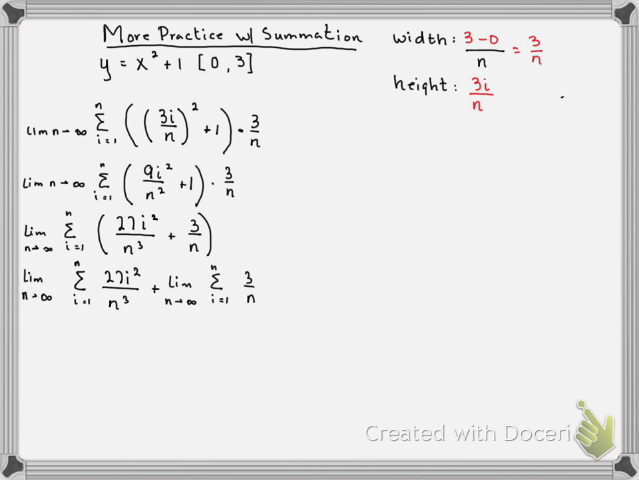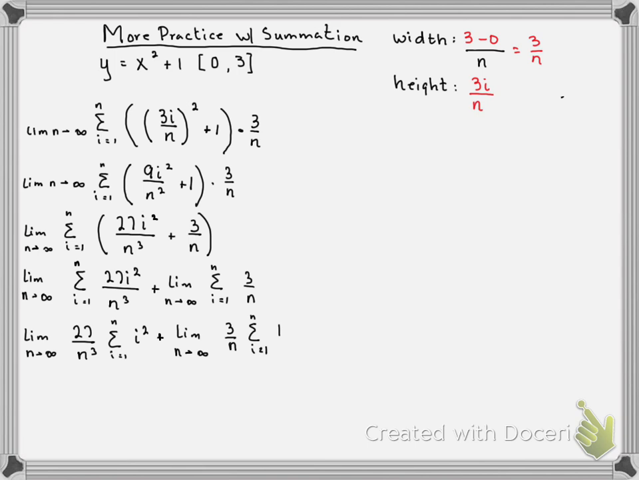Now the next thing is to pull out any numbers along with any powers of n. Okay? We're going to put those out in front of the summation symbol. So 27 over n cubed, because what we want here is to isolate any i terms. So we'll do the same thing with the second term. The limit as n approaches infinity of 3 over n times the sum, and when we factor that 3 over n out, we're left with a 1.